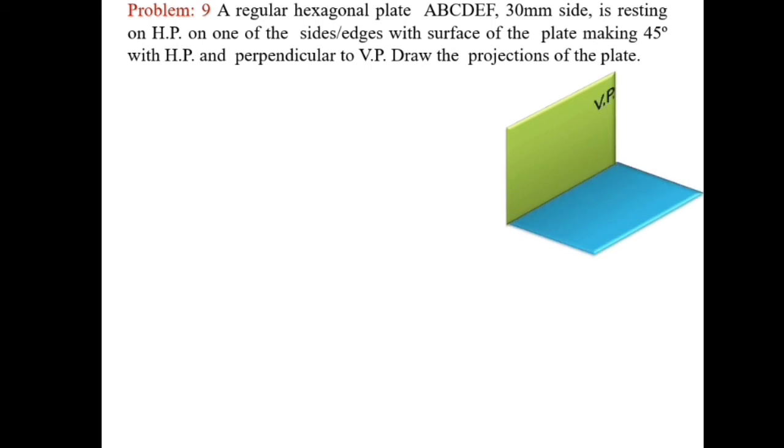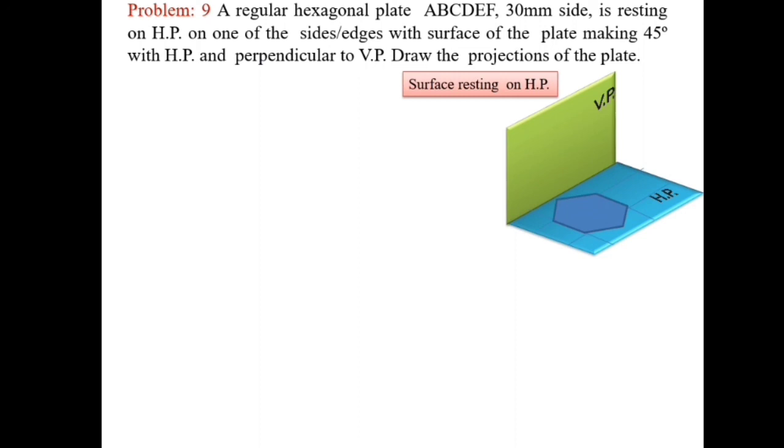So you see the regular hexagon, and it has 6 sides. All sides are 30 mm, and here is the surface of the hexagon. It is making 45 degrees with the HP plane. So you know that when the surface makes an angle of 45 degrees with the HP, in the initial position you assume that the surface is parallel to HP. Now the surface of the regular hexagon is at 45 degrees to HP, and one of the sides is resting.